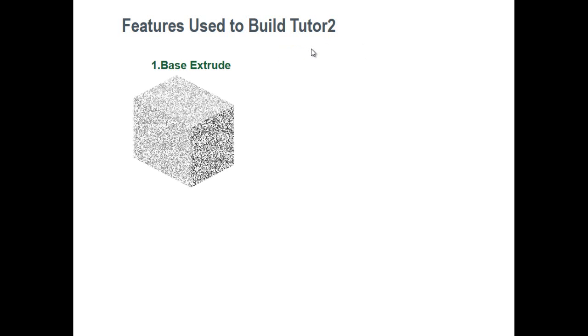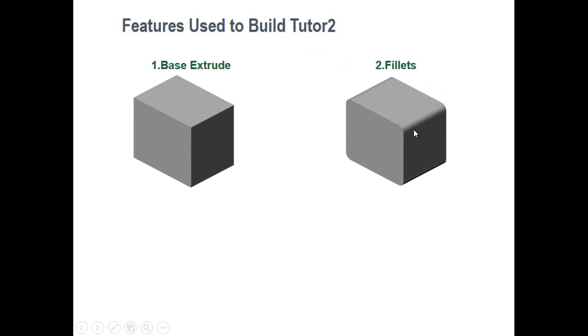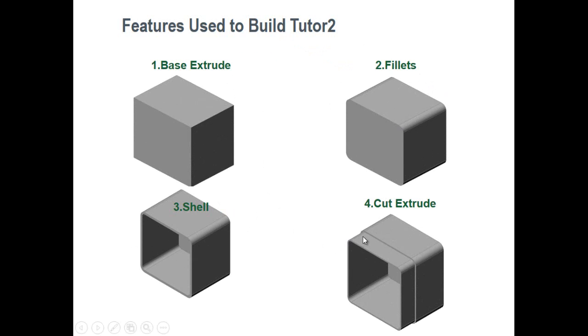Features used to build Tutor 2. So you'll be creating a back to this camera front and call it Tutor 2. All right, you're going to use a base extrude, so it's going to be a block. And then you're going to use fillets to curve the edges. Then you're going to shell this. And then you're going to cut extrude to have this lip so that the camera can fit right on the top of this.